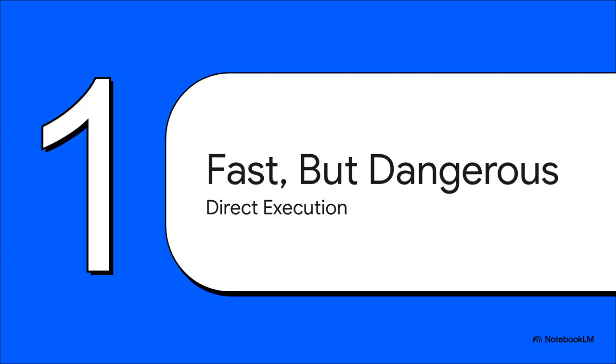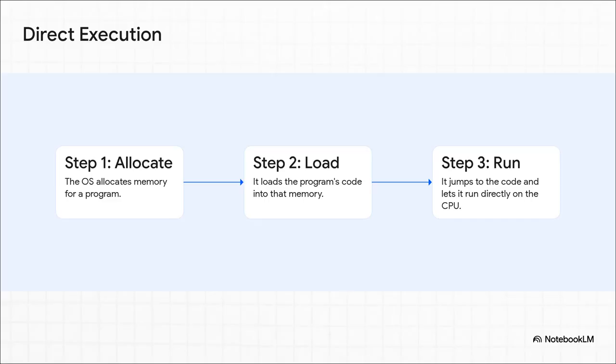All right, so if speed is what we're after, what's the most direct way to get it? Well, the simplest idea is to just let the program have the CPU. Let it run completely free. Let's dive into this approach, which is super fast and, as you'll see, super dangerous. This approach is called direct execution, and it's exactly what it sounds like. The OS just finds some memory, loads the program's code, points the CPU at the first instruction, and says, all right, you're on your own, go for it.